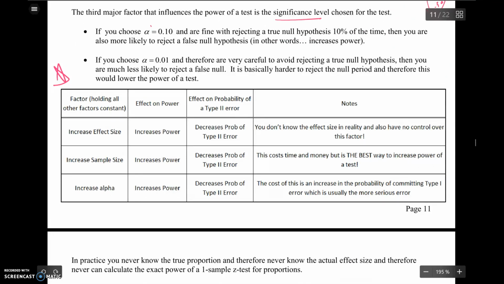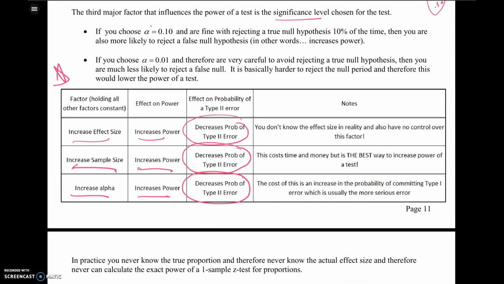If you increase your effect size, it increases your power and therefore decreases the probability of a type 2 error. If you increase your sample size, that increases your power and it decreases your probability of a type 2 error. And if you increase your alpha, it increases your power and it decreases the probability of a type 2 error. All right. Now, you don't really have control over these.